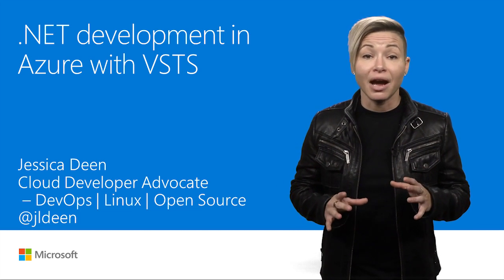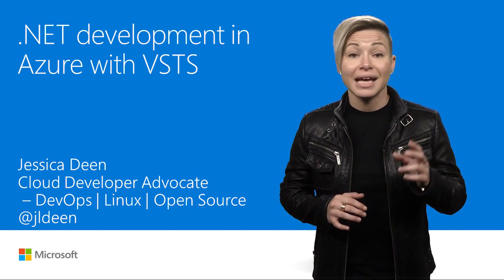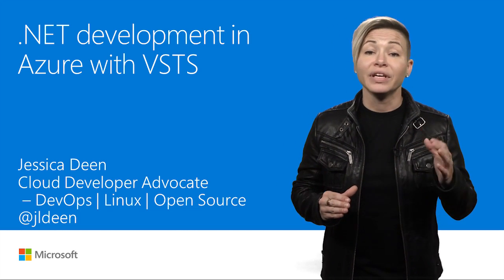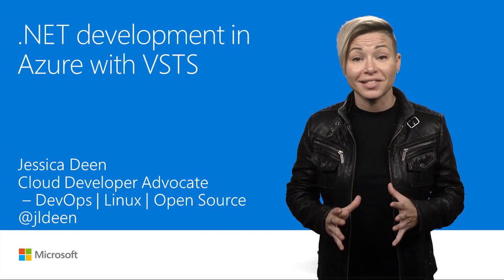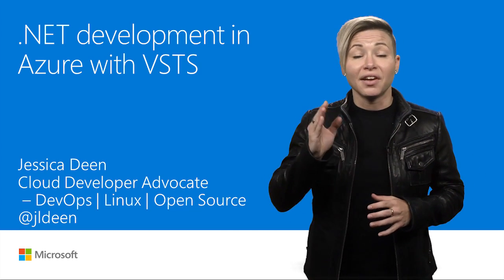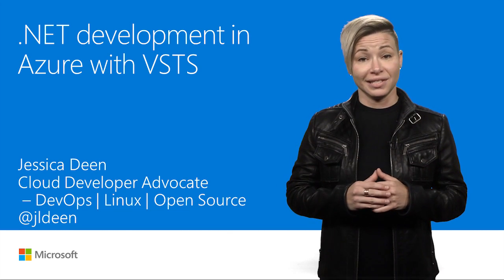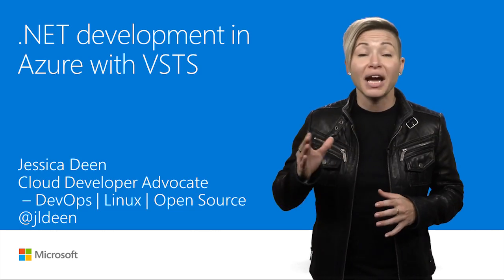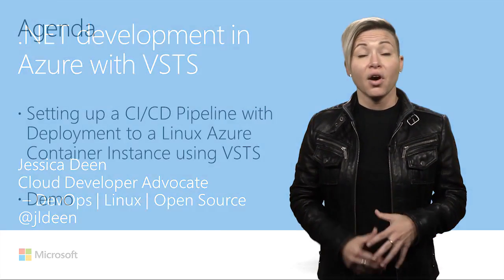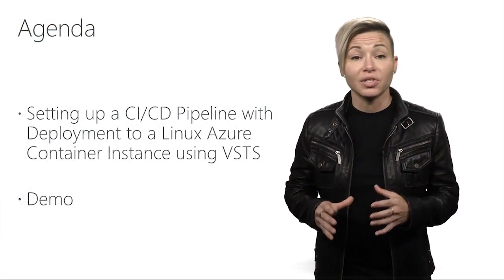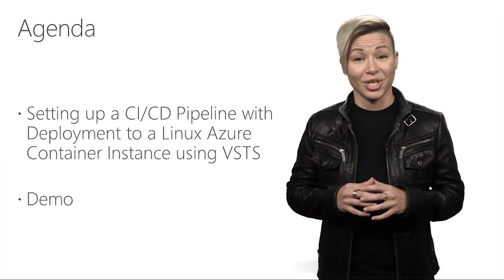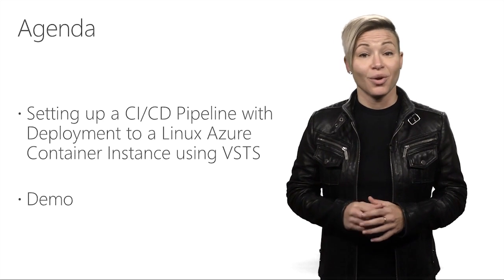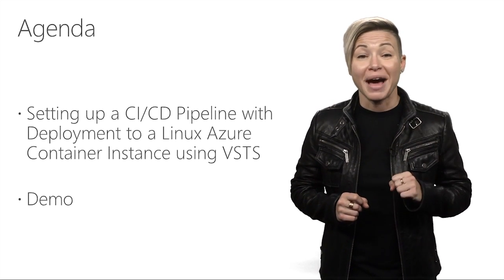Now, with my background of Linux system administration and deep engagement in local open source communities, I had to go learn VSTS. What I was surprised to discover is how easy it is to configure your build and release stages for your .NET web application in your CI/CD pipeline using VSTS. For today's demo, we are going to use a .NET Core web application and deploy it into a Linux-based Azure container instance. We are also going to do this from my Mac.